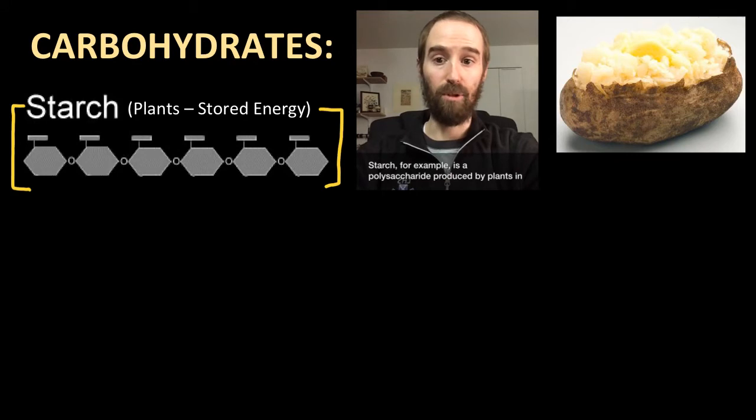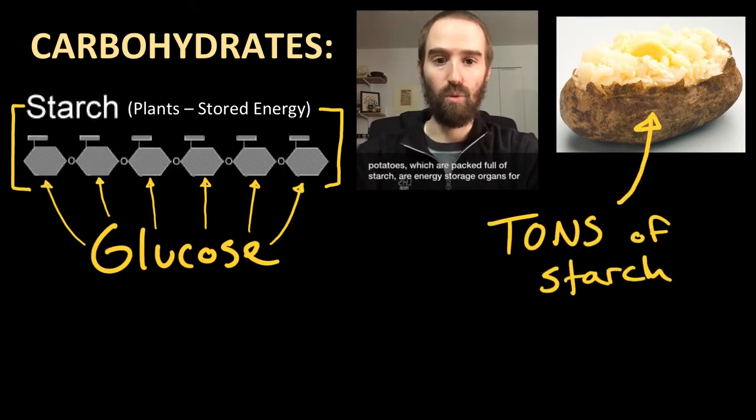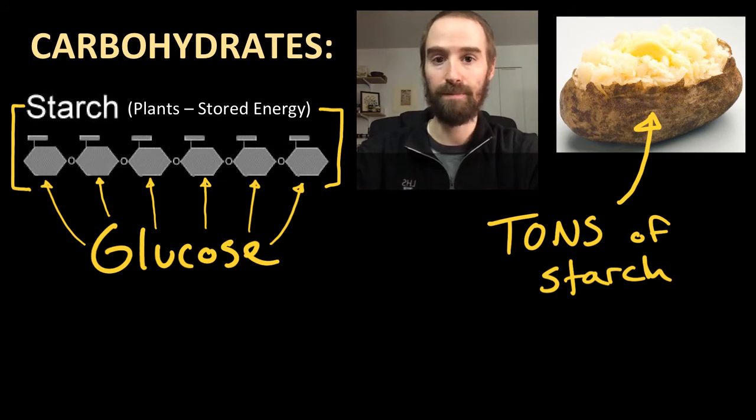Starch, for example, is a polysaccharide produced by plants in order to store energy-rich food molecules like glucose. Foods like potatoes, which are packed full of starch, are energy storage organs for a plant, and plants can access the glucose stored in these starch molecules to keep it alive during the cold winter months of the year. Long ago, humans discovered that we could dig up these storage organs out of the ground and eat them, taking advantage of that stored energy for ourselves.